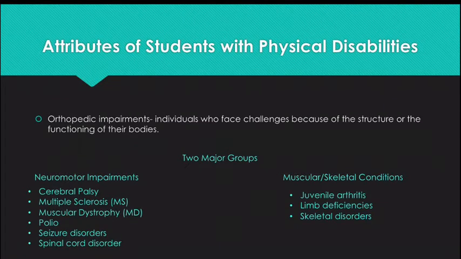Attributes of students with physical disabilities, otherwise known as orthopedic impairments, is when individuals face challenges because of the structure or the functioning of their bodies. There are two major groups: neuromotor impairments and musculoskeletal conditions. There are three specific neuromotor impairments that are especially important for teachers to know because they're the most common: cerebral palsy, seizure disorders, or epilepsy.